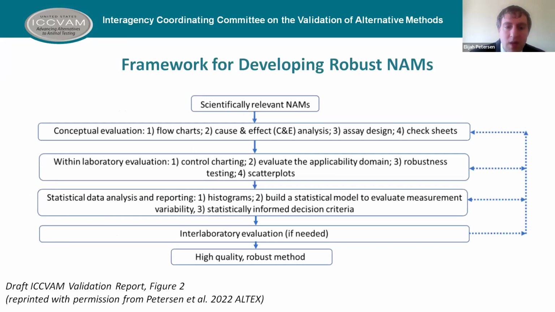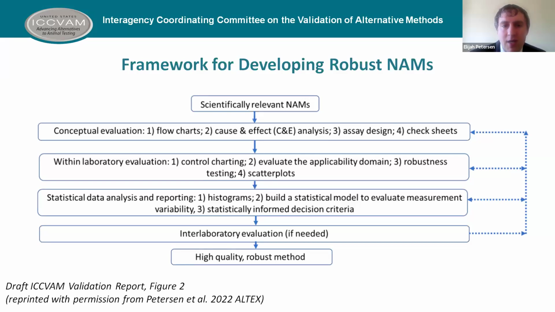One of the figures was borrowed from a paper that I published in collaboration with people from different ICCVAM agencies and also some international collaborators. I'll briefly walk through this figure. So let's assume we have a scientifically relevant NAM as a first step. And once we have that, we describe, in this paper and in this report, some of the conceptual evaluation tools that could be used, such as ways to plot out the expected source of variability, the assay design, and what control measurements you're incorporating, and check sheets to support fulfilling GLP or GLP-like criteria.